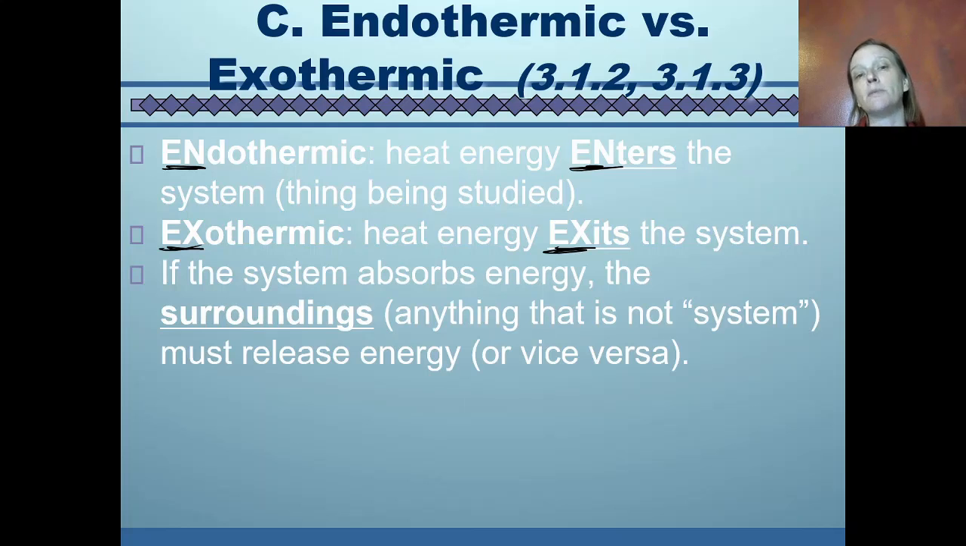If the system absorbs energy, then that energy has to come from somewhere. Energy cannot be created or destroyed. Where does the energy come from? It comes from the surroundings. And when I say surroundings, I just mean anything that isn't the system. If the system absorbs energy, the surroundings must release energy. Or vice versa, so you can reverse that statement. If the system releases energy, that energy must go somewhere. Therefore, the surroundings must absorb that energy.